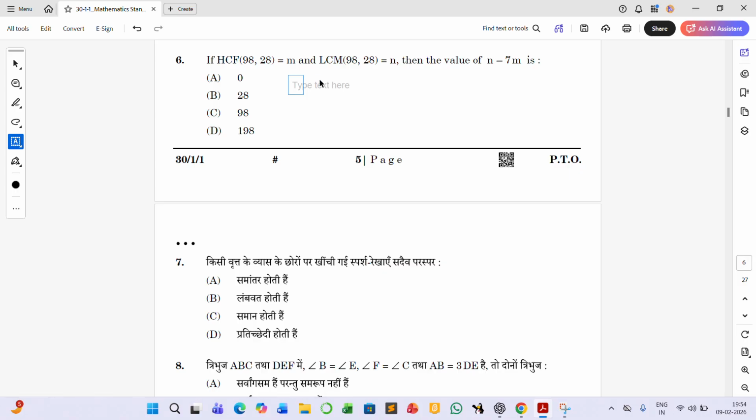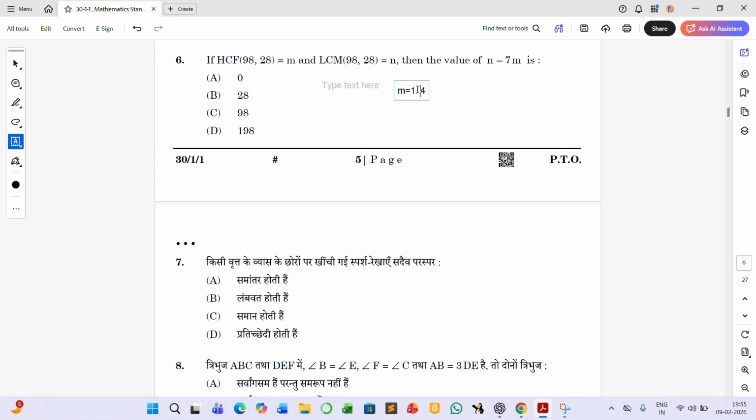28 equals M, so M should be equal to 14. You say, sir, how? This how is very difficult, but it's very easy if you see. 98 and 28 have the highest common factor, that is 14. 28 is not a factor of 98, but 14 is a factor of 98, because 14 fives are 70, and 70 plus 28 is 98, so 14 into 7 is 98. So the highest common factor is 14.